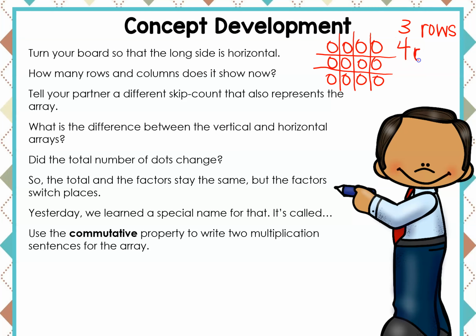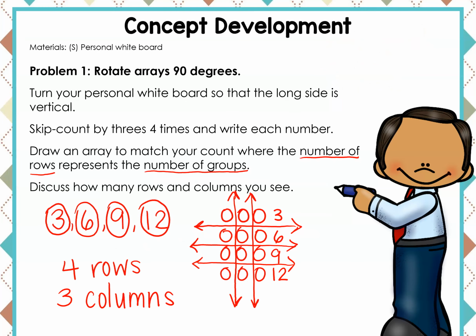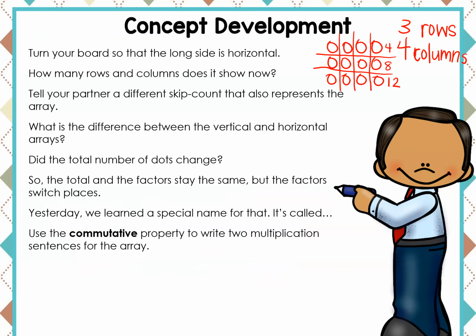So when we turn our array, what happens? So what is the difference? Did the total number of dots change? No, because if I did my skip count here, I would do 4, 8, 12. So no, the number of dots didn't change between the arrays. Okay? So nothing changed. The total and the factor stayed the same, but the factors switch places. So just like yesterday, that's the commutative property.